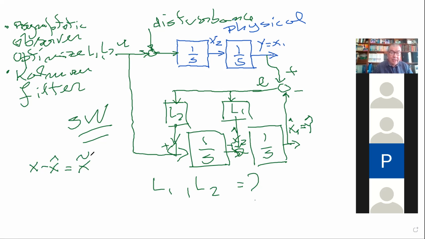And the issue is, when can I design L1 and L2 such that this error goes to 0? Okay, and of course there is an existence problem, which is for which systems can I design L1 and L2 such that they go to 0? Remember that this is just one example. We are going to do that for the general case, for a general state model.